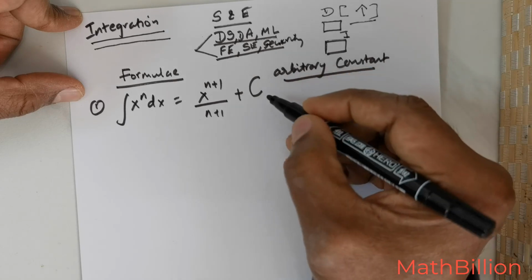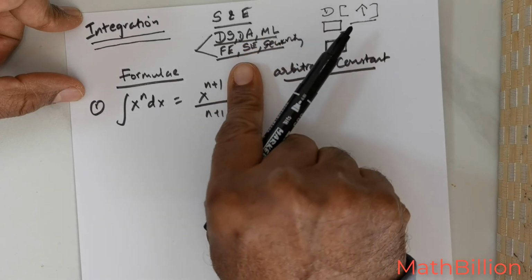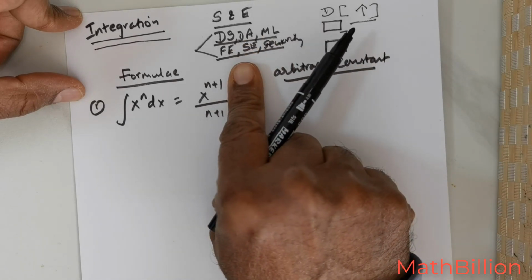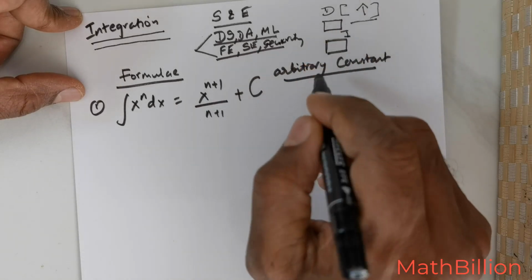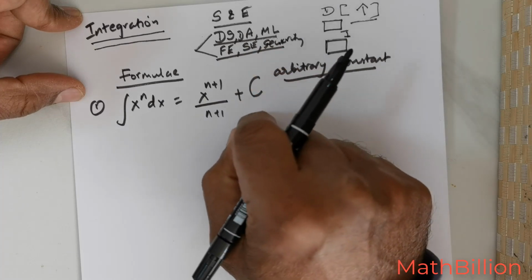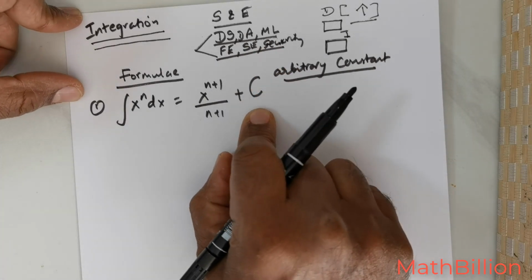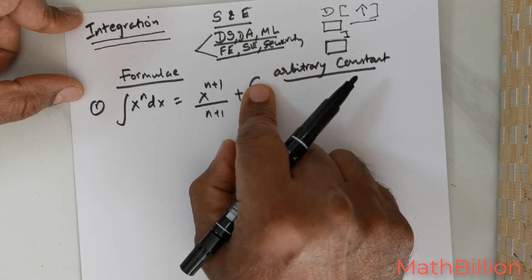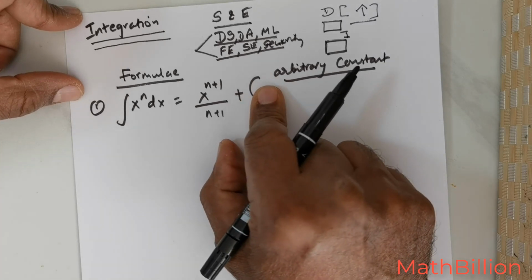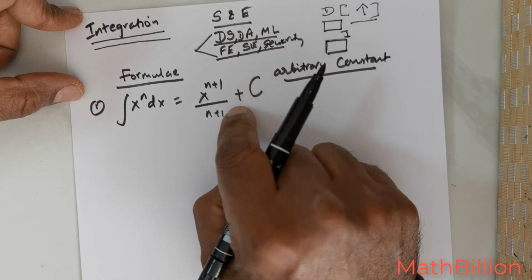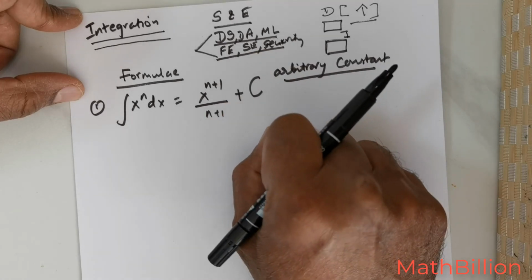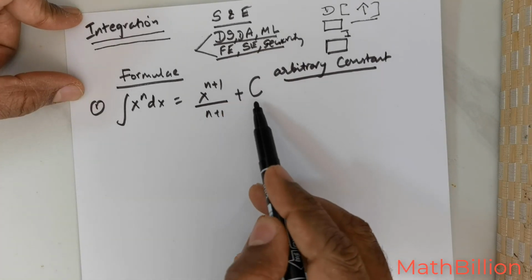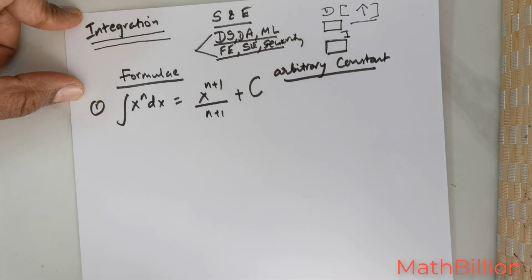Now if you do not place this arbitrary constant and you have just placed this value, the solution is considered incorrect. In other words, the solution is not complete, so you will not be awarded full marks if you miss this. Some of the professors or lecturers, they are very strict. The minute they see that you have missed the C, they will simply mark it wrong. So this arbitrary constant is important.